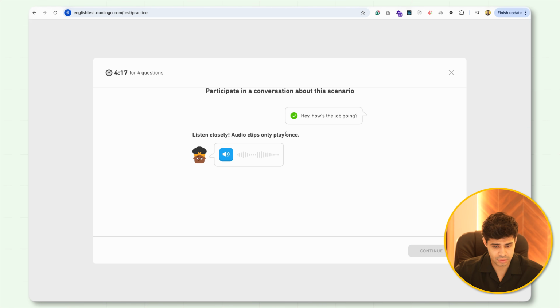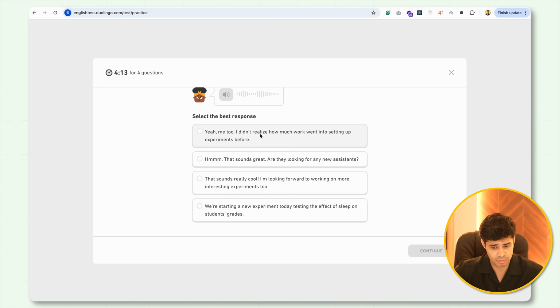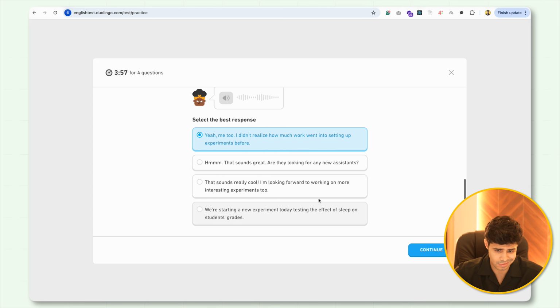It's going good. I'm really enjoying it. Yeah, me too. I didn't realize how much work went into setting up experiments before. That sounds great. Are you looking for... Nah, I don't think so. That sounds really cool. I'm looking forward to working... Nah. We're starting a new experiment today, testing the effect of sleep on students' grades. It doesn't make sense based on what you said. I think this one.